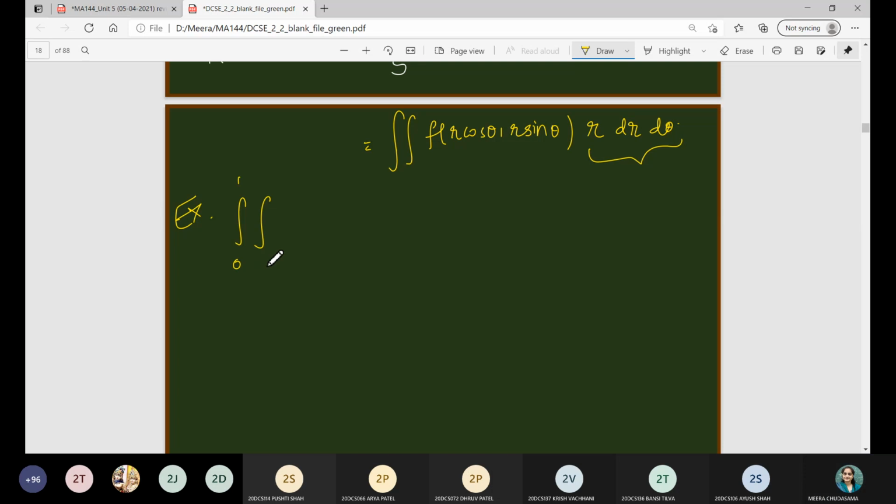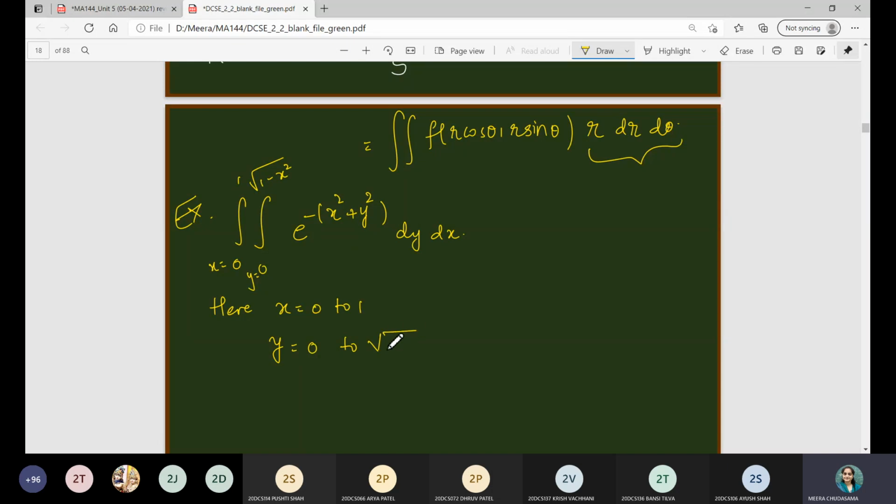So I will write it here. 0 to 1, 0 to positive square root of 1 minus x square, you are given e raised to minus x square plus y square, dy dx. This is the integral we are given. Here these are the y variable limits, hence this has to be a function of x. The order is also given in that sense. So x is equal to 0 to 1 and y is equal to 0 to positive square root of 1 minus x square.